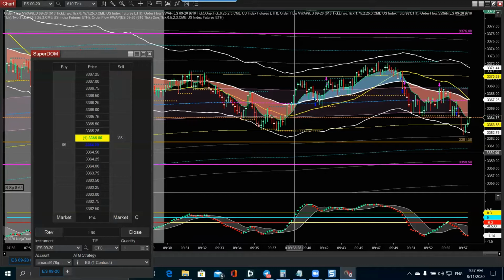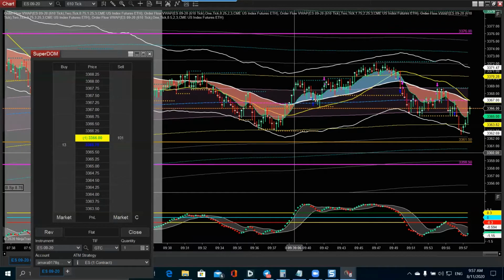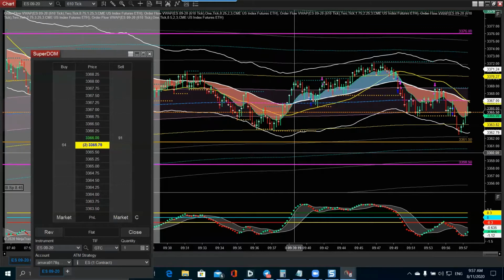So I am now up 205. Usually my goals are on 200. And that's net. That's 205 net. And I'm trading 1 contract, so that's actually pretty good for the night.